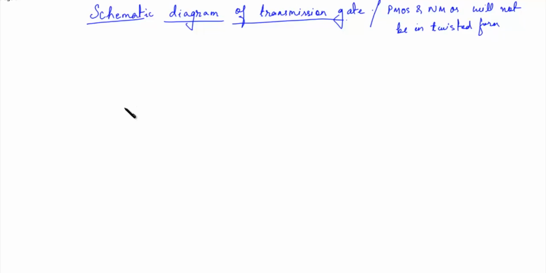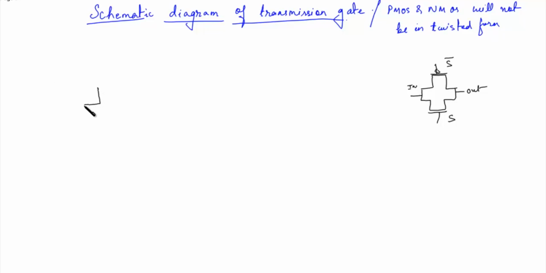Because the inverter that we have taken for constructing the transmission gate is in untwisted form, but the transmission gate, as we know, is always drawn like this, in this form. It's drawn like this, where this is the PMOS, this is the NMOS, this is the input, this is the output, select bar, this is a select line. So instead of this, it's somewhat in a twisted form. So here we'll draw the completely untwisted format of a transmission gate.